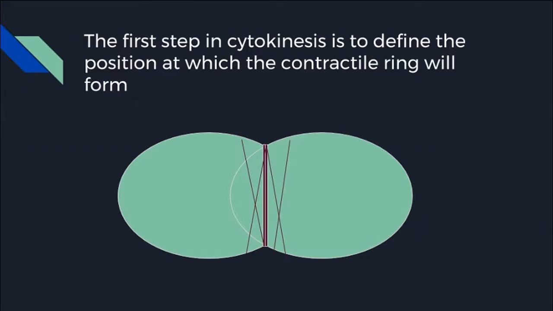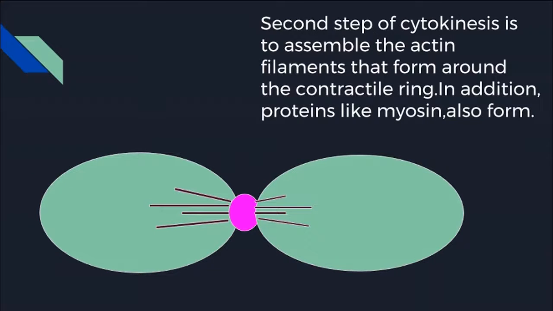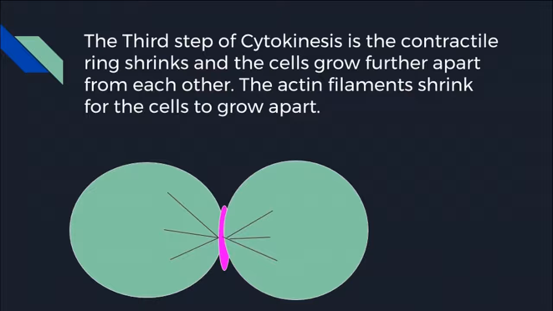The first step in cytokinesis is to define the position at which the contractile ring will form. The second step of cytokinesis is to assemble the actin filaments that form around the contractile ring. In addition, proteins like myosin also form. The third step of cytokinesis is the contractile ring shrinks and the cells grow further apart from each other. The actin filament shrinks for the cells to grow apart.